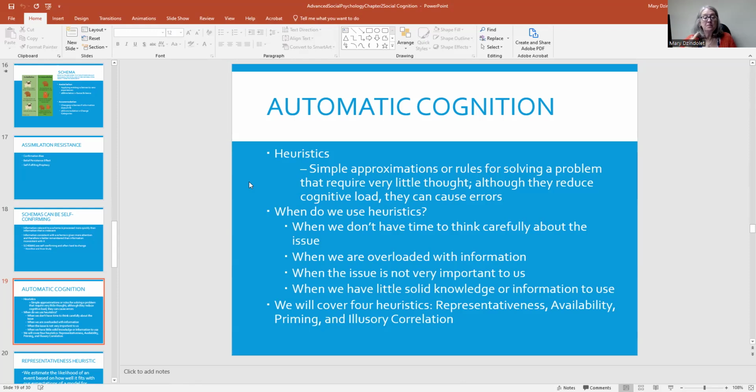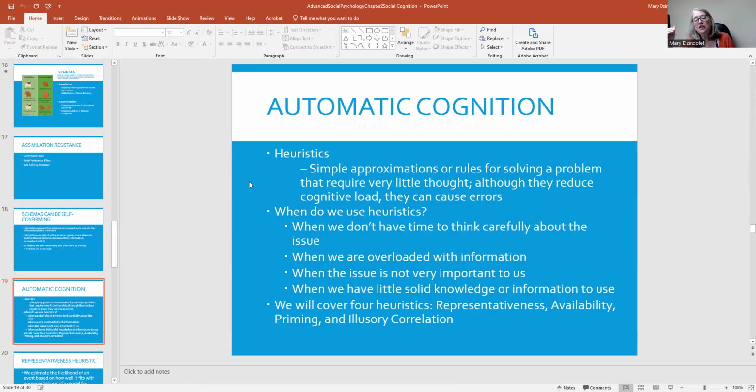So we can set up experiments and see when they lead to the wrong answer, and that's how we know they exist. But most of the time, they get you to the right place and don't cause you a lot of angst, a lot of cognitive load. They keep it real easy.